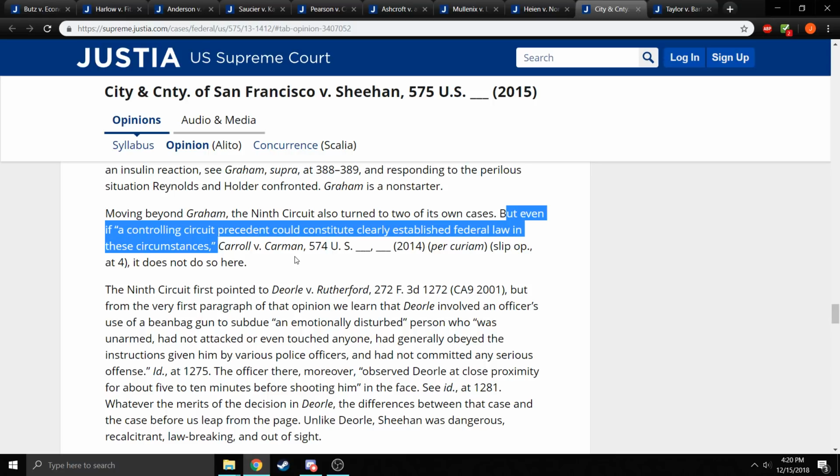I saw that and I was like, wait, what? What do you mean? But even if a controlling circuit precedent could constitute clearly established federal law in these circumstances. Wait, what do you mean? So I don't know if they're focusing on the in these circumstances or what, but that's a little scary.